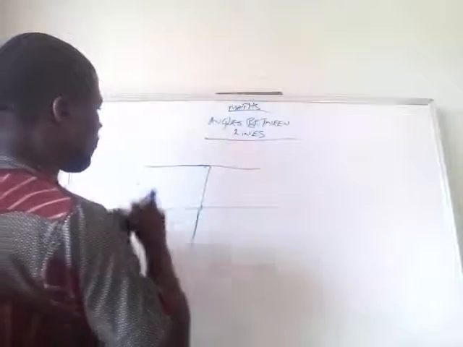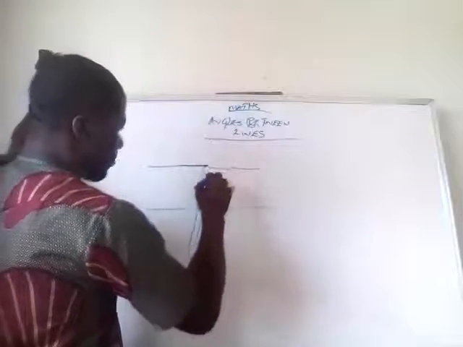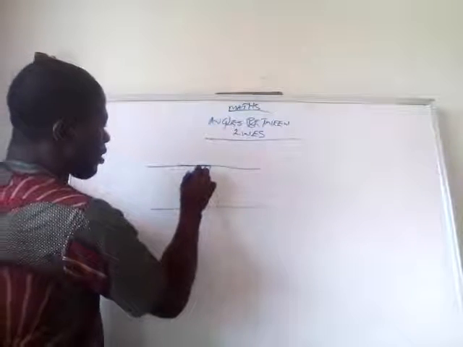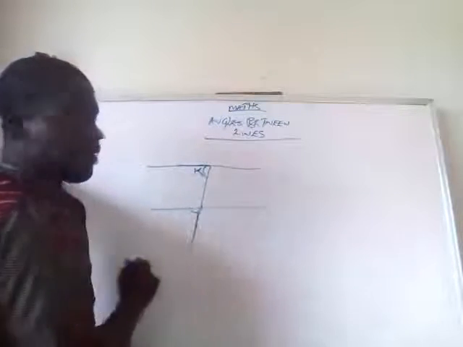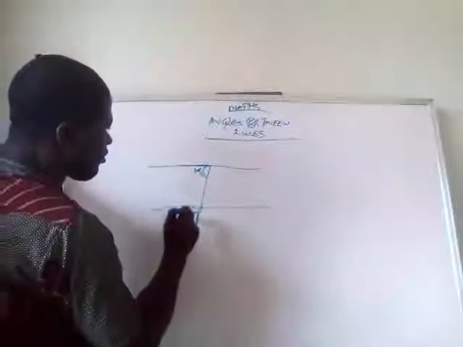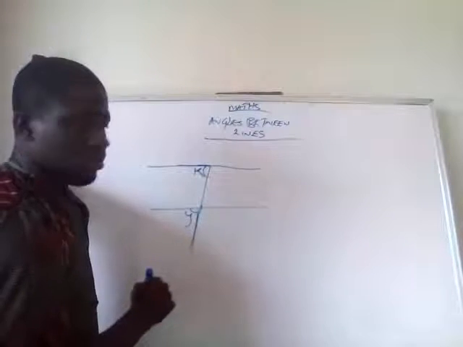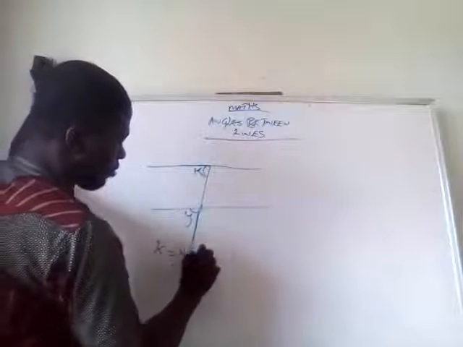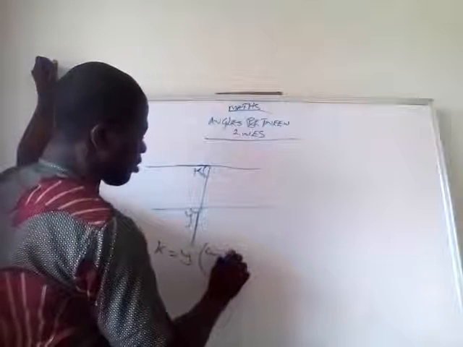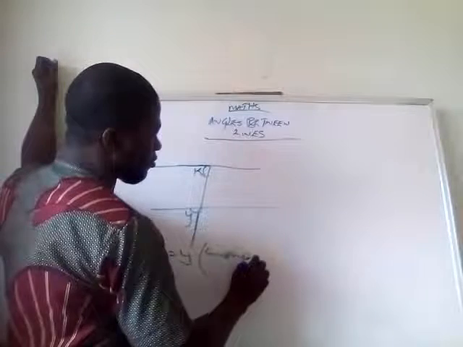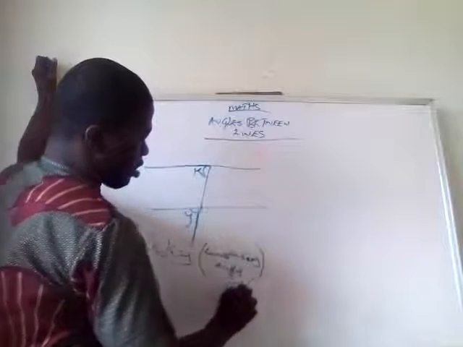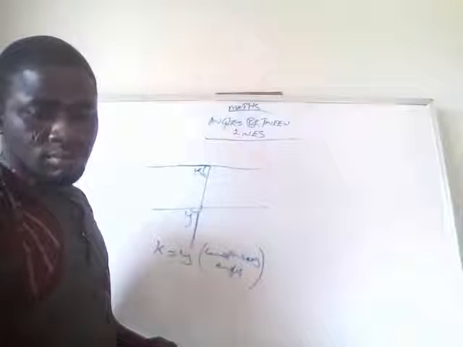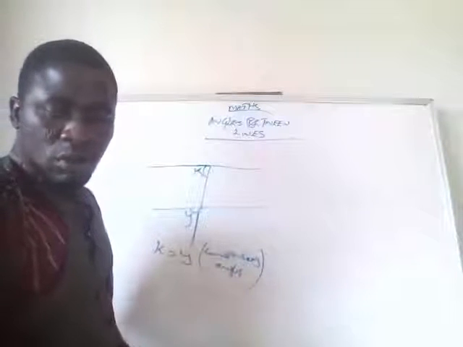So if you have an angle here, let's call it K, and you have another one here, call it Y. You have K equal to Y, the reason being that they are corresponding angles. That is just the reason.